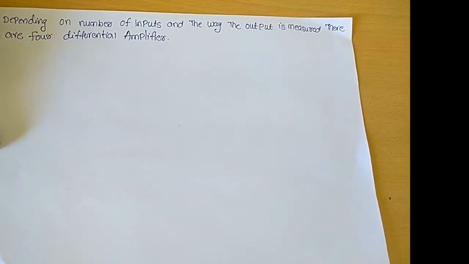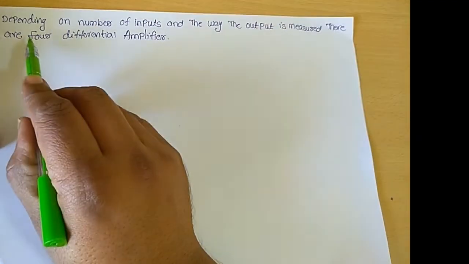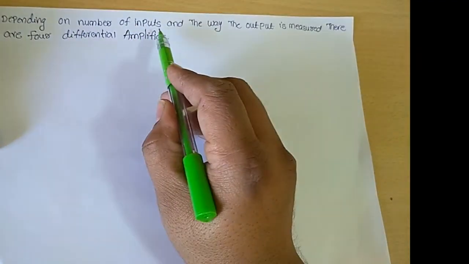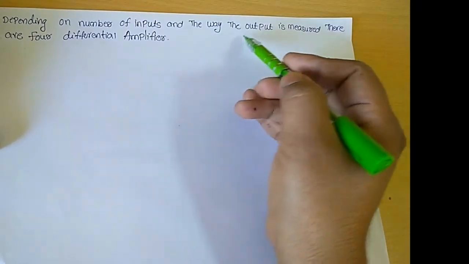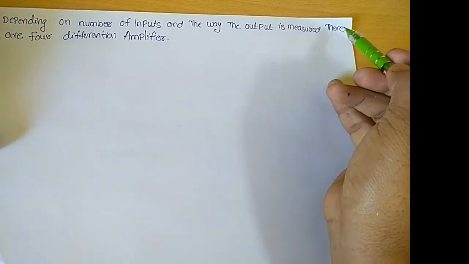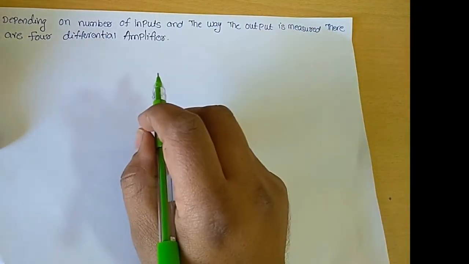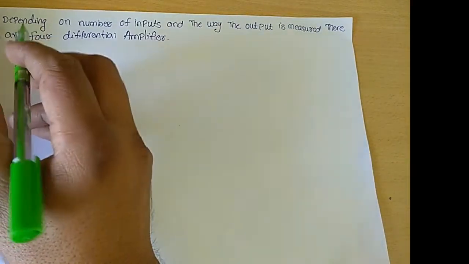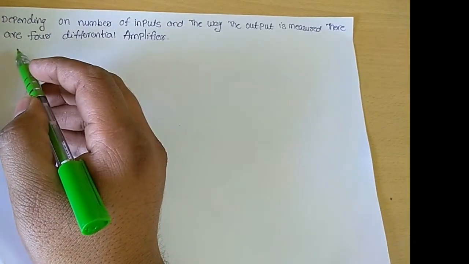Next we are studying the configurations of the differential amplifiers. Now here our doubt is how to configure this differential amplifier. Depending on the number of inputs and the way the output is measured, there are 4 differential amplifiers. It means that the differential amplifiers can be configured into 4 types.